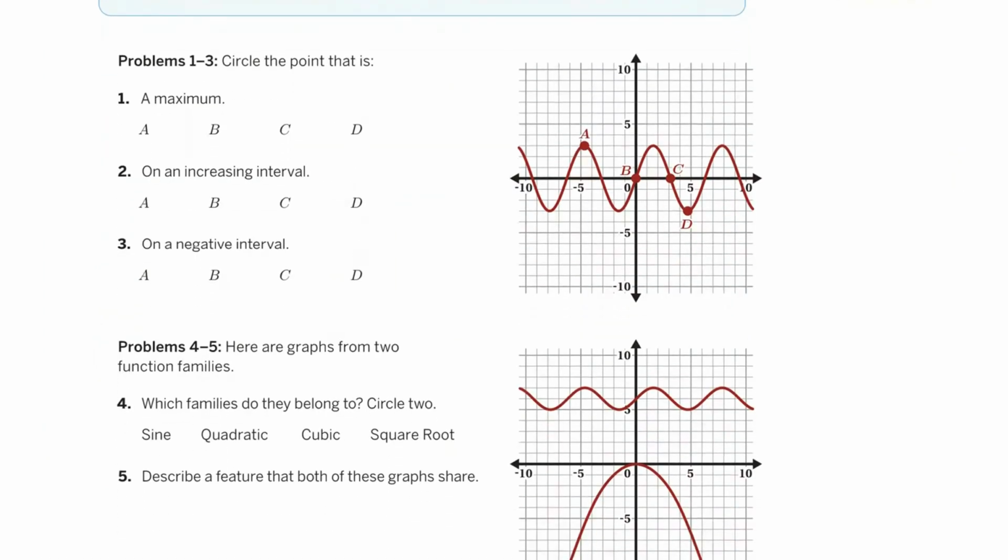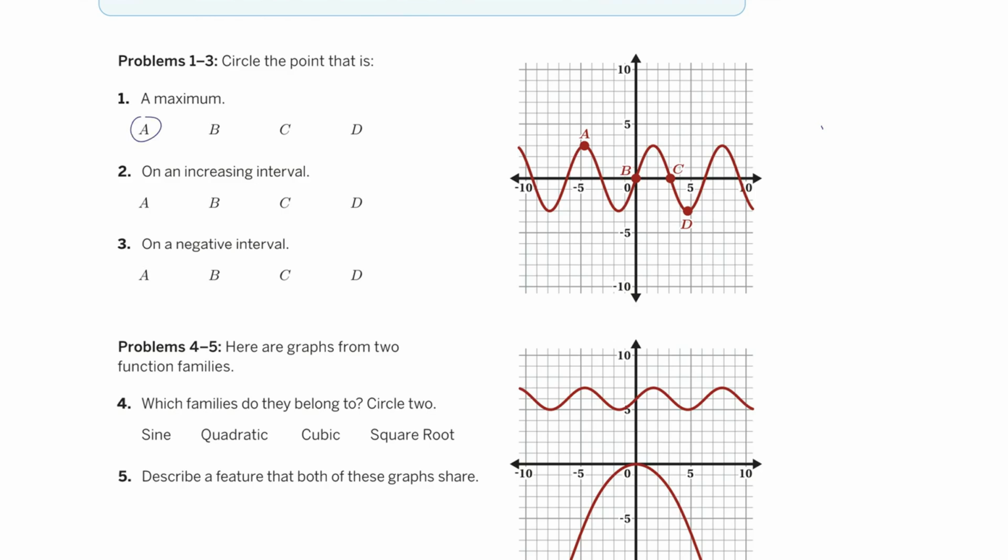For problem number 1, we are going to be circling the point that is a maximum. So in this one here, when we look at the graph over here in red, we see that the highest point is what we call a maximum, highest meaning the y value here. There's a lot of different maximums that we could choose from here that I'm marking in purple, but the ones that we're limiting to is just A, B, C, and D. So our answer for this one, a maximum would be at A.